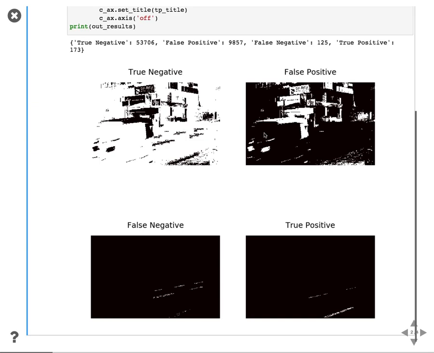And so what you see here is that we did fairly well. We have a huge number of true negatives, but we also have a fairly large number of false positives and a fairly small number of true positives. So even though the true negative number is high, the number of false positives and false negatives is high enough that it probably didn't do a very good job.